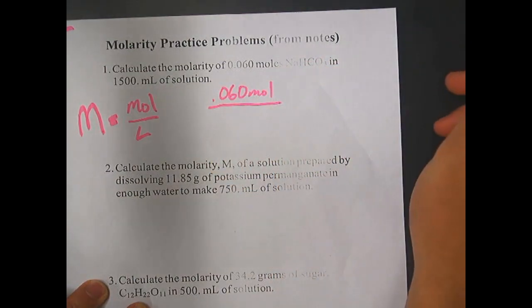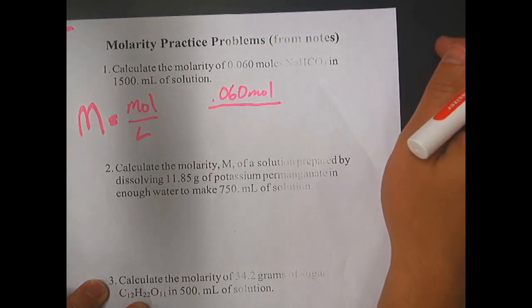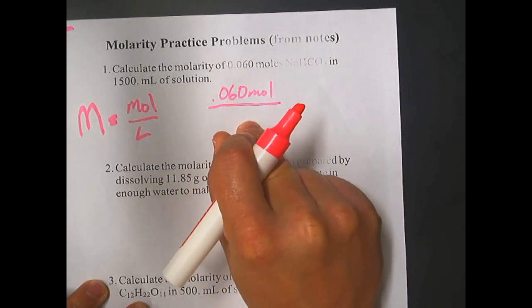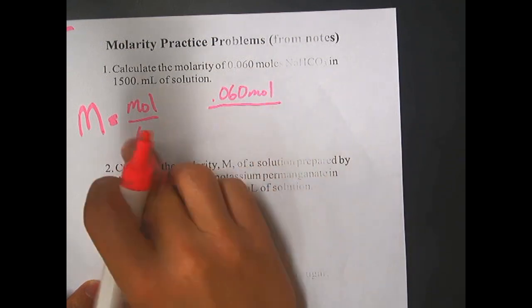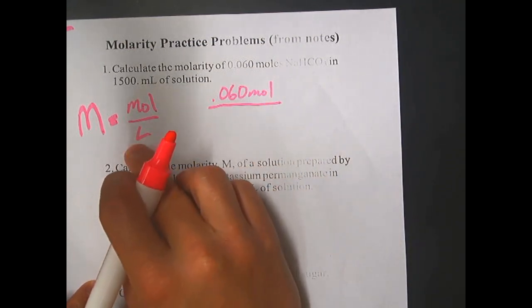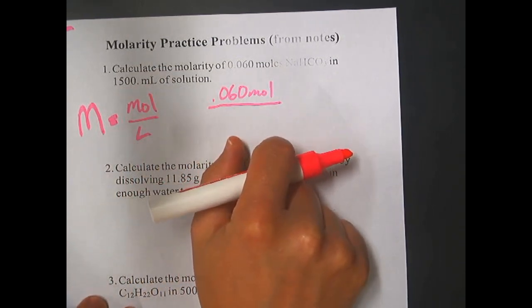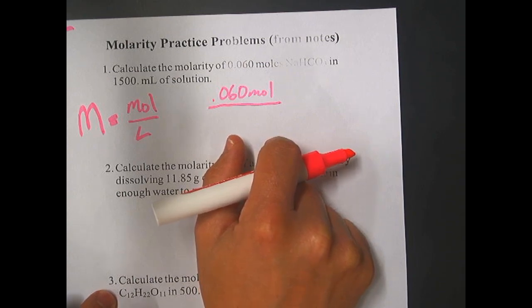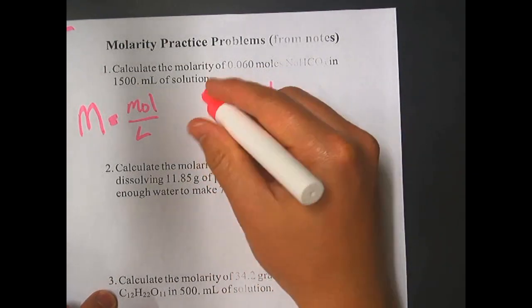Now I just need the volume. It says in 1500 milliliters of solution. 1500 milliliters. Can I put milliliters down here? That's right, I can't put milliliters down there because it has to be liters. Now, if you're used to doing milliliters to liters, you're just dividing by 1,000, or you're just moving that decimal over 3 times to the left. However you want to do it is up to you. You could even do this if you wanted to.